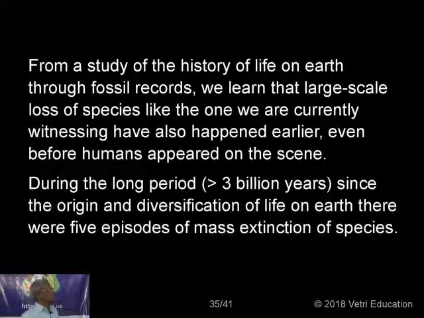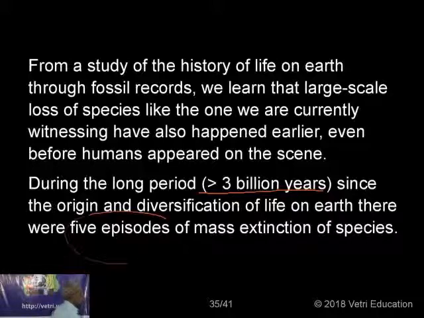From a study of the history of life on Earth, through fossil records, we learned that a large-scale loss of species like the one we are currently witnessing has also happened earlier, even before humans appeared on the scene. Even before we came, plants and animals have existed on this earth, they have flourished, and then they have disappeared, of course. During the long period of more than 3 billion years since the origin and diversification of life on Earth, there were 5 episodes of mass extinction of species.